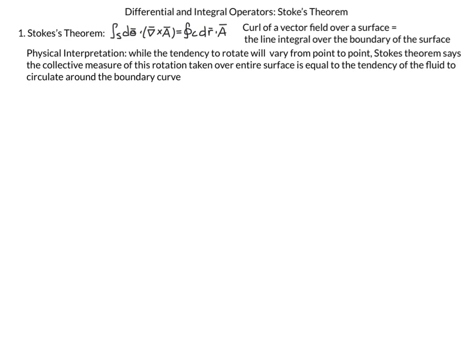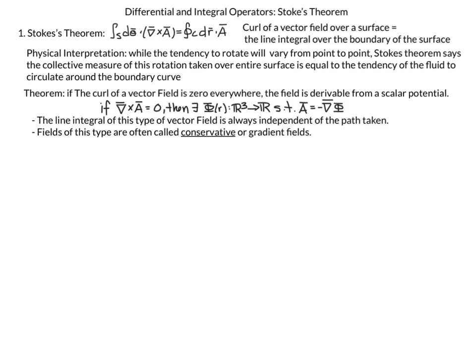And one physical interpretation is, while the tendency to rotate will vary from point to point, Stokes' theorem says the collective measure of this rotation taken over the entire surface is equal to the tendency of the fluid to circulate around the boundary curve. A theorem that comes out of Stokes' theorem is that if the curl of a vector field is 0 everywhere, the field is derivable from a scalar potential. That is, if the curl of A is equal to 0, then there exists a scalar function phi such that A is equal to the gradient of phi.